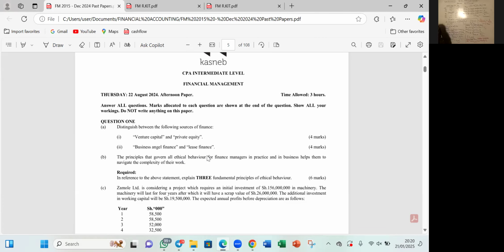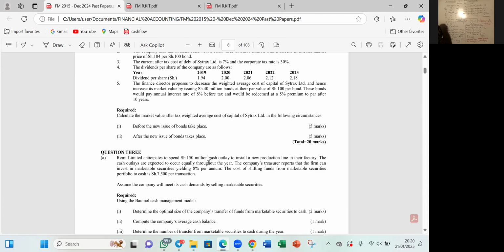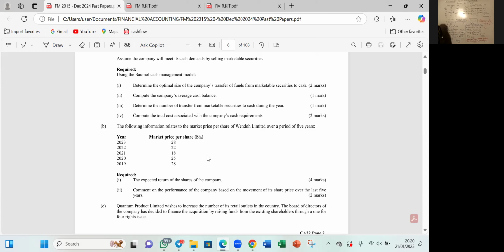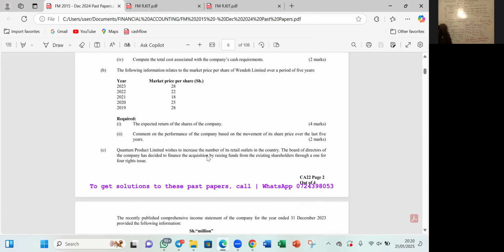This is the sitting for August 2024. Do you have a question there? Yes, we have a question there. August 2024, question number 3B. Someone to read for us as I grab the board.